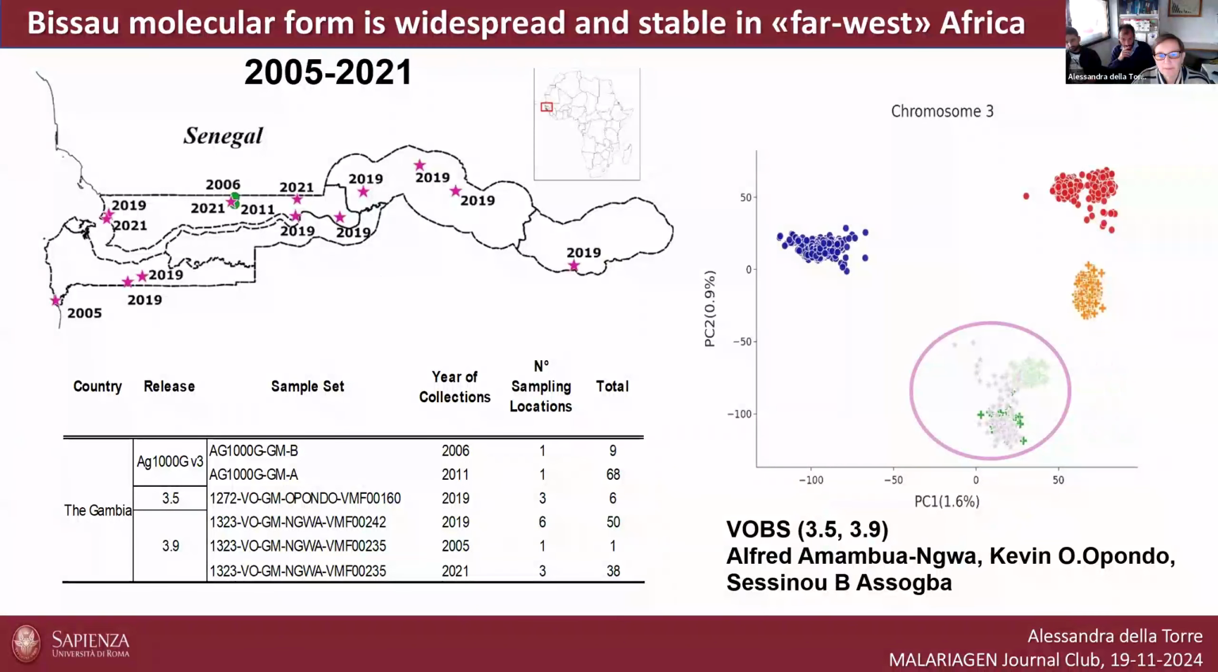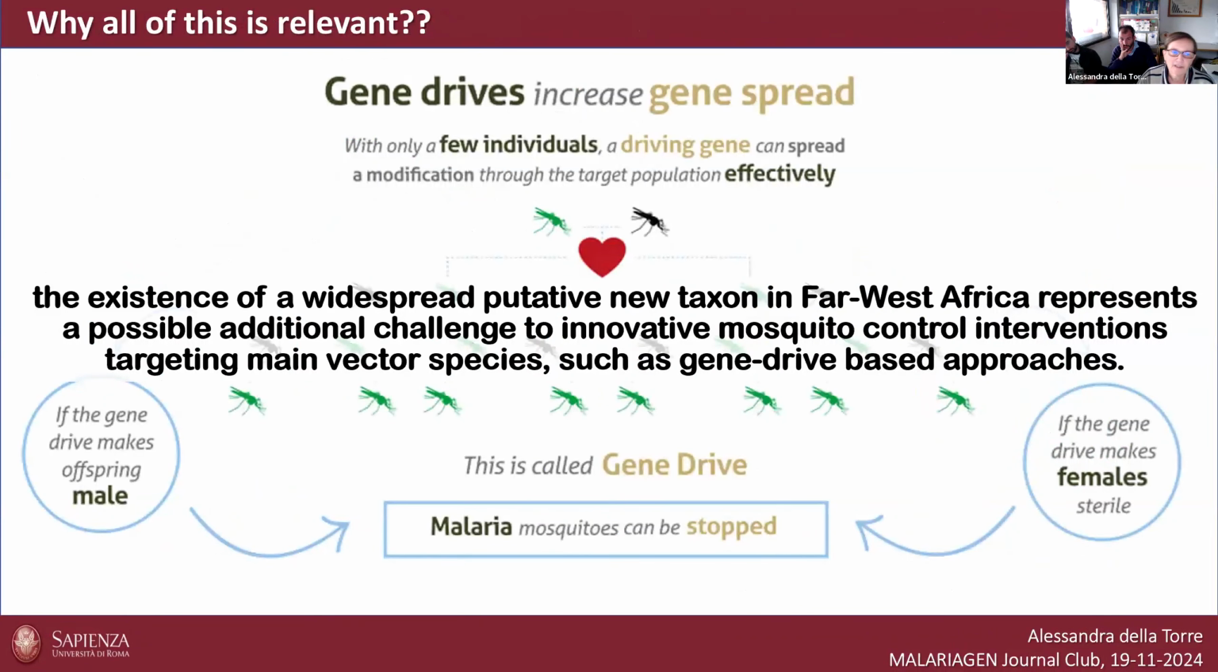So why is this relevant? We know from history that the presence of cryptic taxa within the gambiae complex has an epidemiological impact. The first applied consequence, for instance, can be interfering with control interventions targeting the main vector species. For instance, in the case of gene drive, which are very species-specific approaches, the presence of unknown, unrecognized cryptic taxa can, of course, be detrimental to the effect of this kind of intervention.